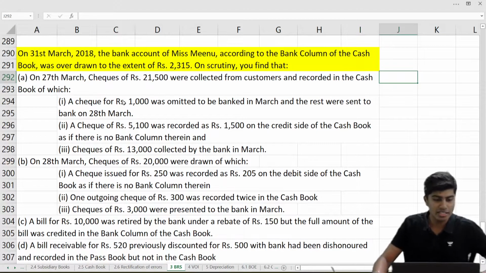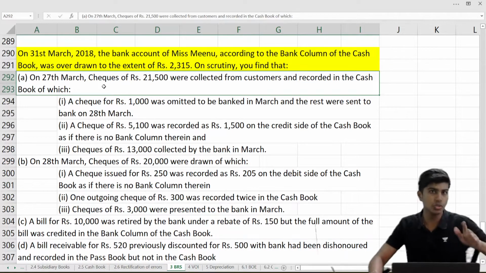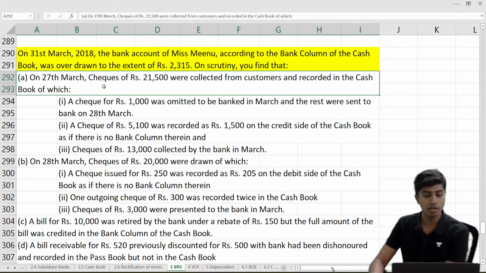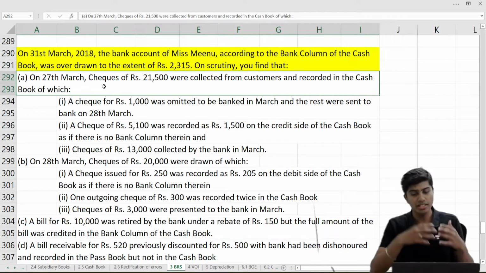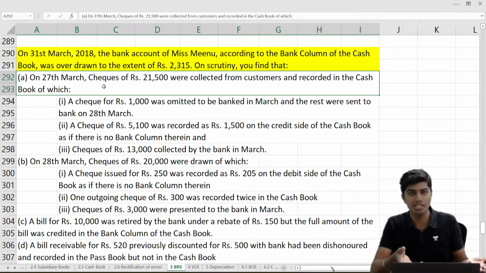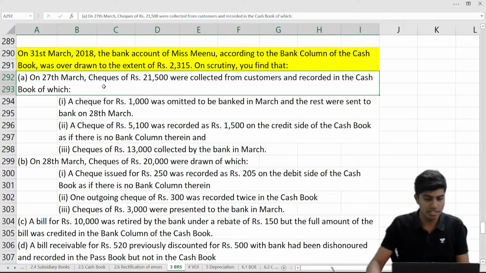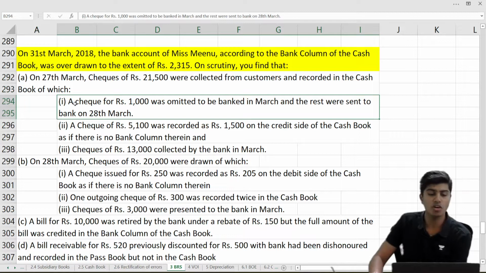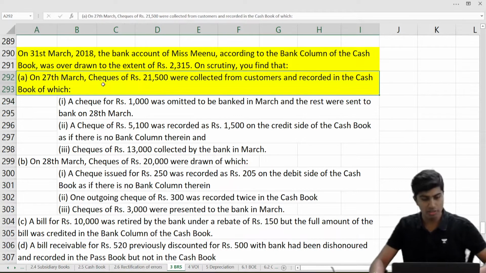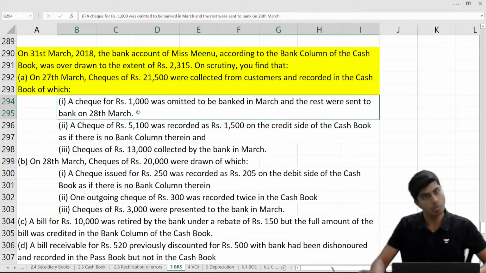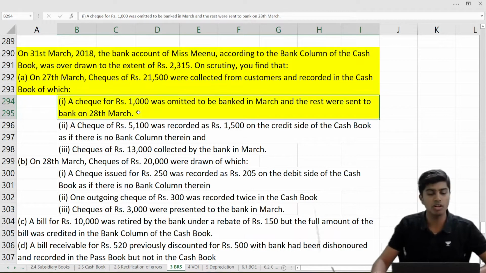Got it? Next, on 27th March, that is during the year only, just 4 days before the year end, cheques of rupees 21,500 were collected from customers and recorded in the cash book. See, 21,500 worth of cheques have been received and it is recorded in the cash book. There are some discrepancies arising because of this. Let us see what the discrepancies are. Number one, a cheque of rupees 1000 was omitted to be banked. What do we mean when we say omitted to be banked? We mean this cheque is not deposited into the bank, and the rest were sent to the bank on 28th of March.